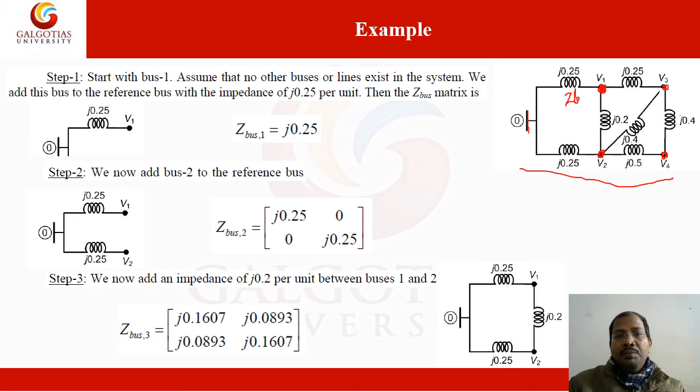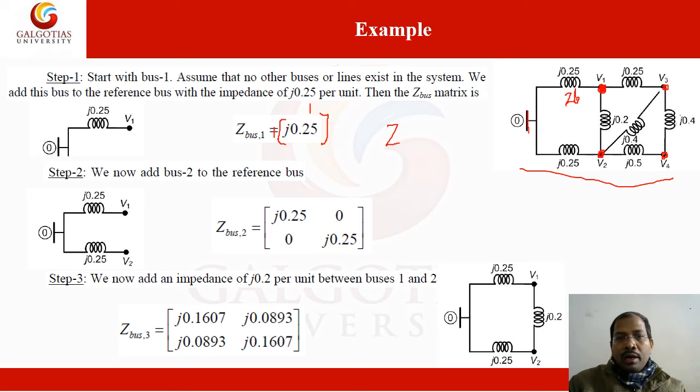So this is step 1. We are adding V1 to the reference bus. Here initially there is no Z bus, there is no existence of Z bus, so we are just going to start at a 0 level. So V1 is connected to the reference bus through the ZB. So nothing but Z bus new is equal to 1, and this is the 1. So simply we have to put this ZB.